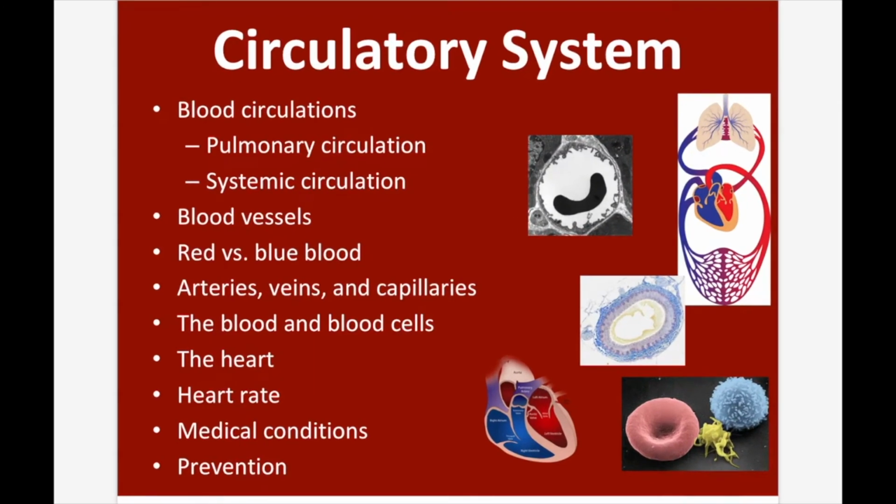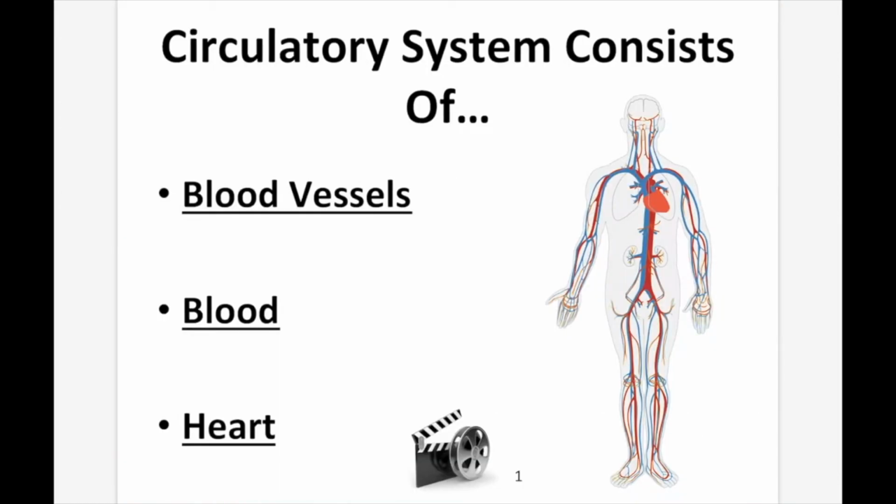The circulatory system. In this lesson, we're talking about blood circulation, including pulmonary circulation and systemic circulation, blood vessels, red versus blue blood, arteries, veins, and capillaries, the blood and blood cells, the heart rate, medical conditions, and then prevention of those conditions.